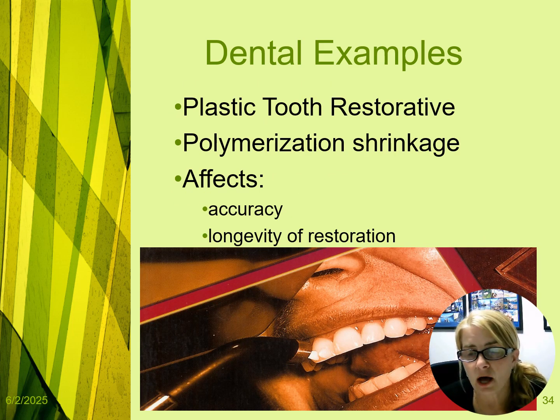A dental example of dimensional change can be for our plastic tooth restorative materials. So when we polymerize the restoration to set the restoration, whether it be by auto or photo polymerization, there can be some shrinkage that occurs at that point, and that can affect the accuracy of the restorations and the longevity of the restoration, because if there are any voids around the margin, even microscopically, then the restoration is not going to last as long.